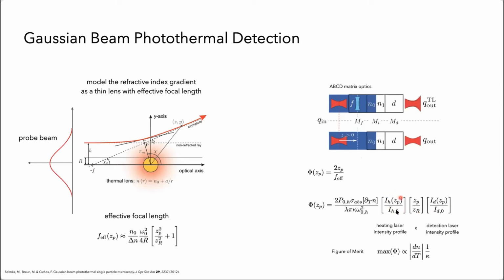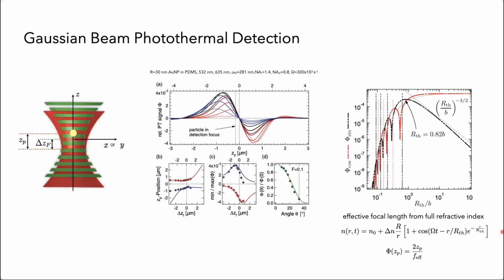The photothermal signal depends on the heating beam intensity profile and the detection beam intensity profile. That transfers, for example, the infrared resolution into the visible region, and it also gives you the figure of merit, where you have the thermal refractive coefficient and the heat conductivity. So that works also in the experiment. You can show that it nicely works if you have a nice Gaussian beam. If you don't have a nice Gaussian beam, then it doesn't work that nicely.